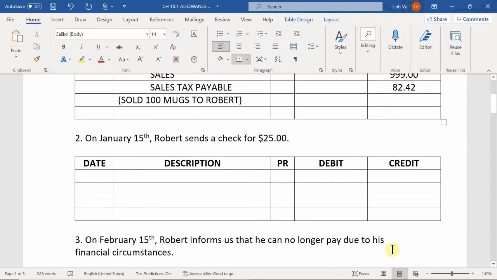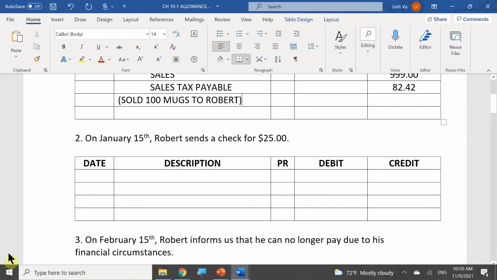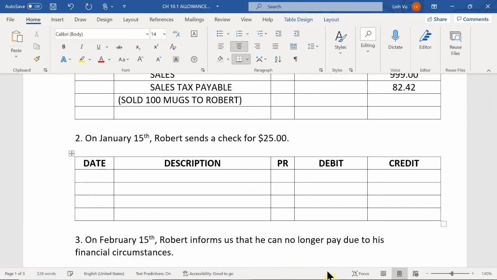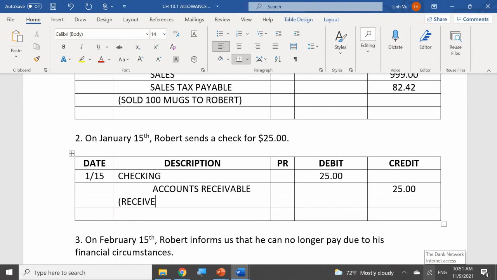All right? So then, on January 15, Robert sends you a check for $25. So in this case, no interest. So he sends you a check for $25. Checking account, debit, credit accounts receivable. Good, right? Because he's paying for what he owes. Right now, he's only giving you a partial payment. He's only paying you $25. Okay? And then you're going to make a note here that you received payment from Robert.